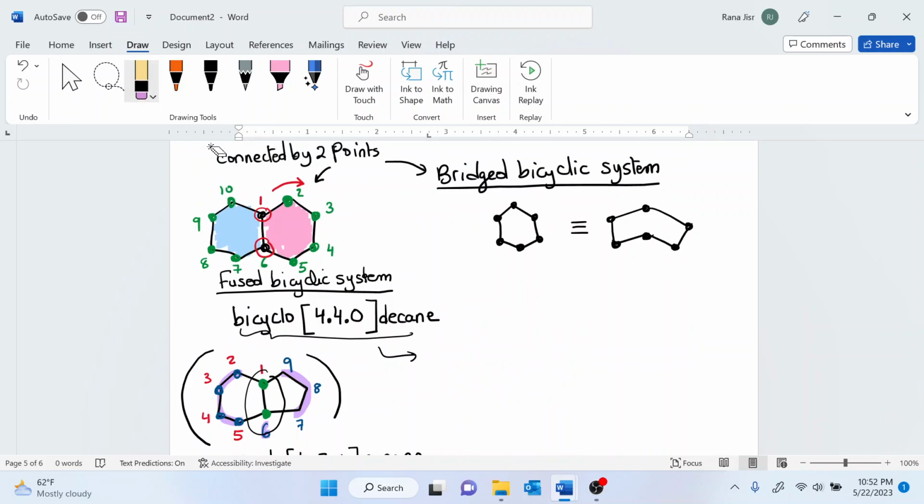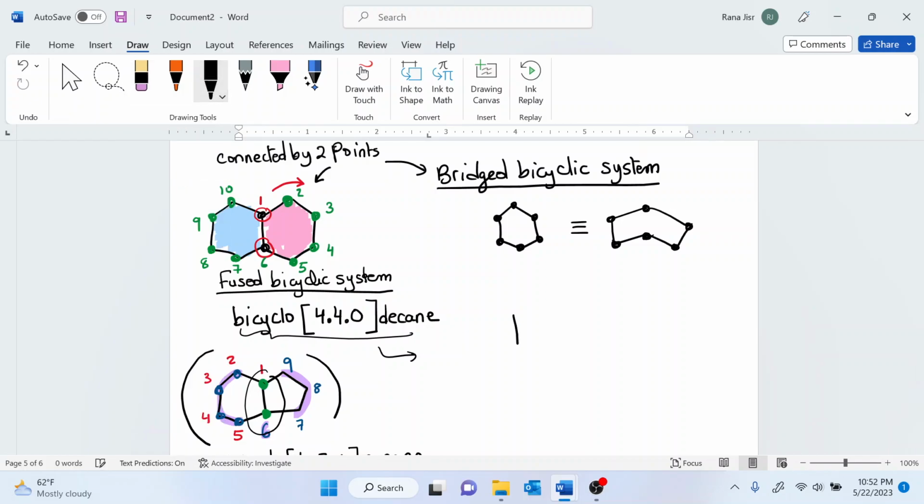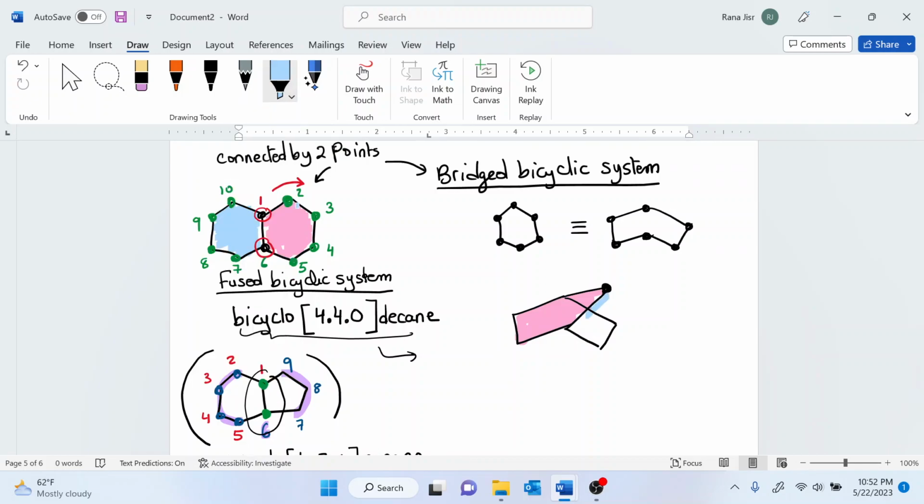So for the bridged bicyclic system, let's have an example in there. You need to have 2 cycles. And these 2 cycles need to be connected by still 2 points, and there should be a bridge in between them. So let's highlight the 2 cycles there. This is going to be the first cycle. And this is going to be our second cycle. And the 2 carbon connection is this carbon here and this carbon there.